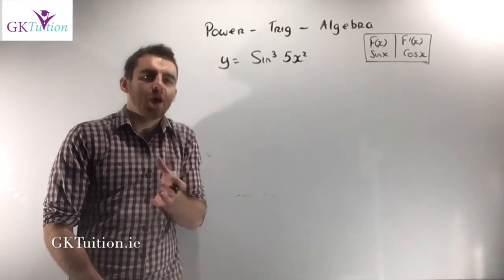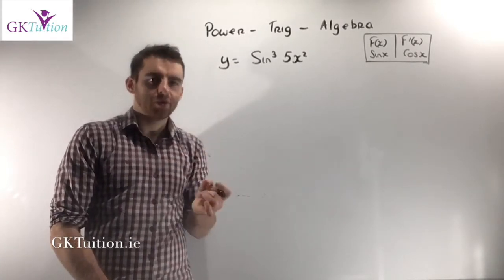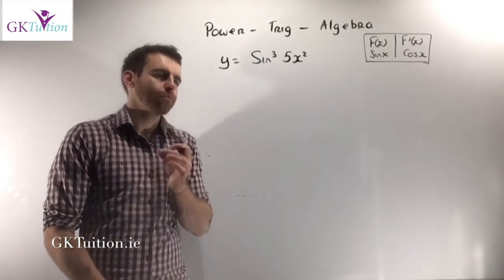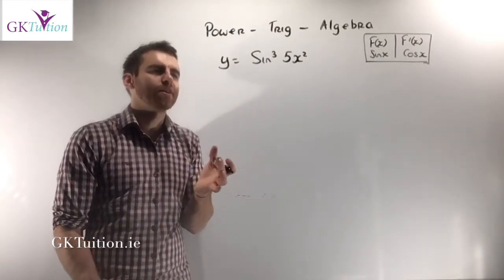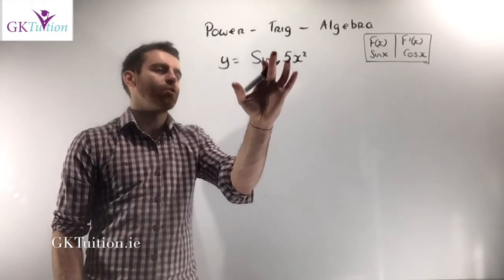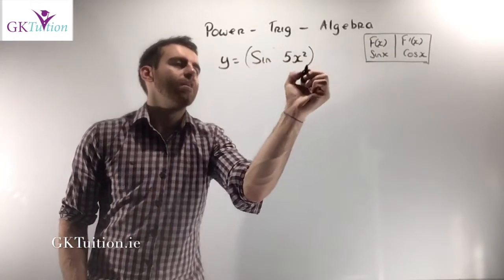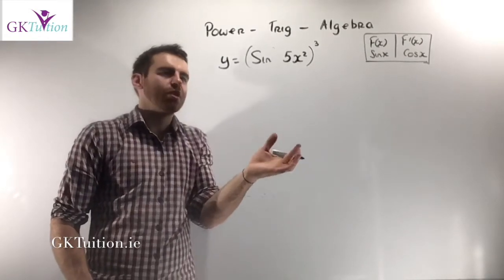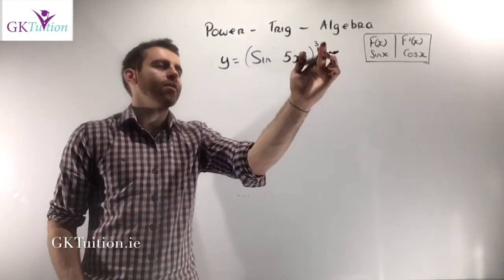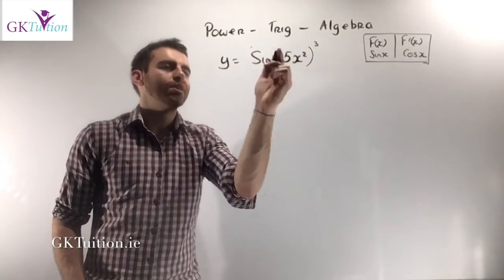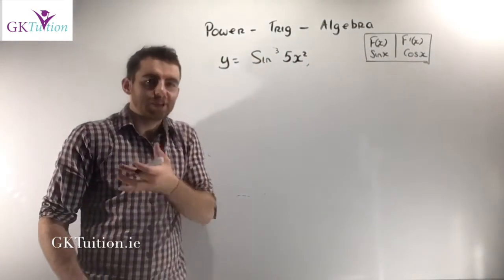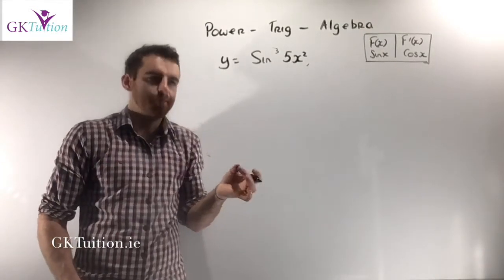Now, often people do this by using the chain rule, but I find it's far easier to do it by the method I'm about to show you. First of all, I want you to just be aware that sine cubed 5x squared is the same as sine 5x squared to be cubed. Okay, it's the same thing. It's just that when we're dealing with trigonometry, rather than putting the power out here, we tend to put the power in here. So I just want you to be aware of what the sine cubed means. It means the whole thing is to be cubed.